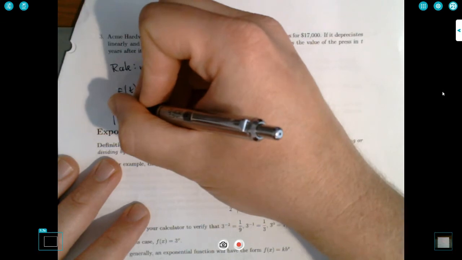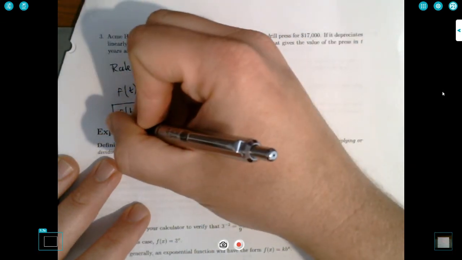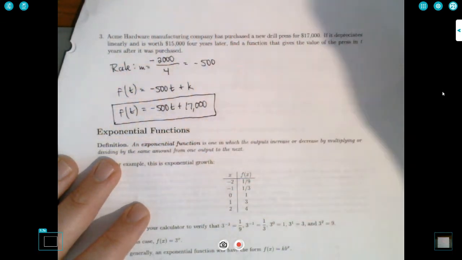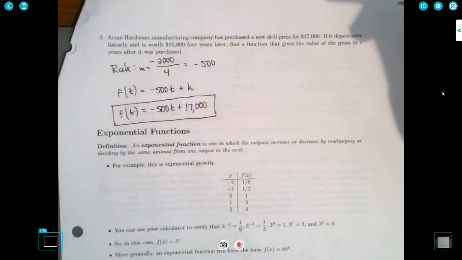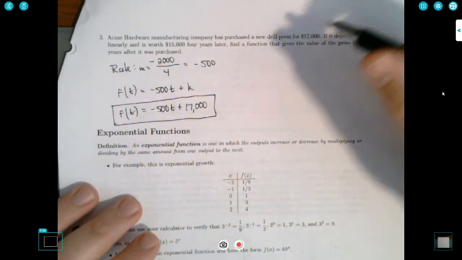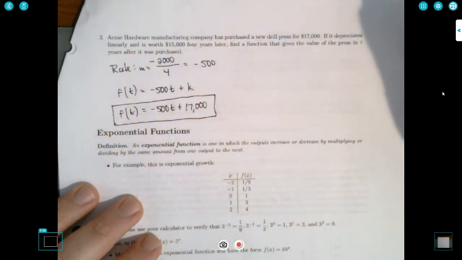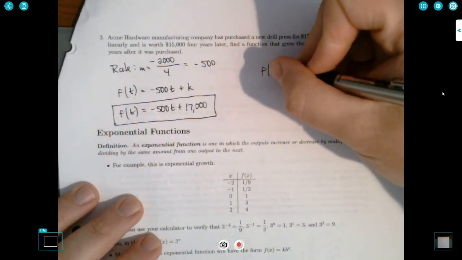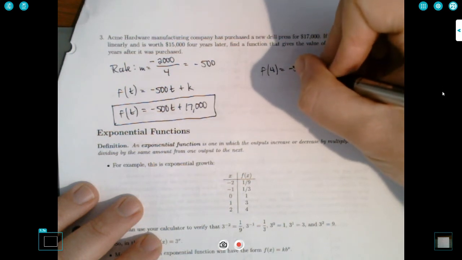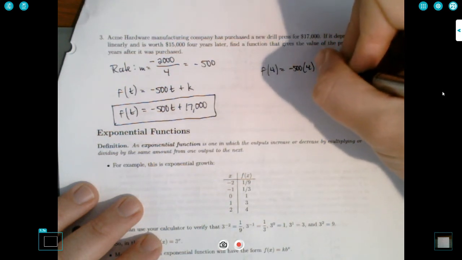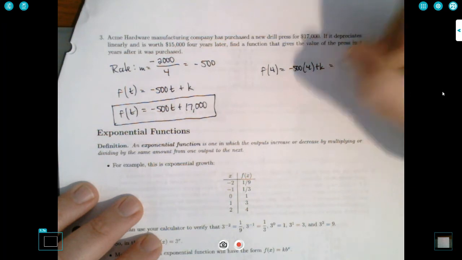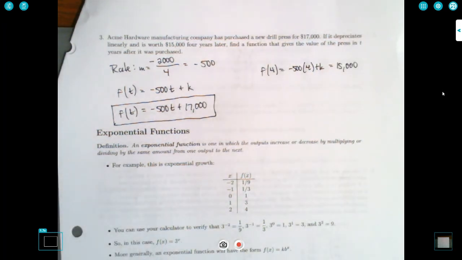And that's all we were supposed to do here, right? If you were thinking, well, that's too easy, you could do it in a harder way. You could say, well, when t is 4 years, so after 4 years, it was worth 15,000. So you could say f of 4 is negative 500 times 4 plus k, and then you know that has to equal 15,000. So this way, it's like the same as the problems we were doing before.